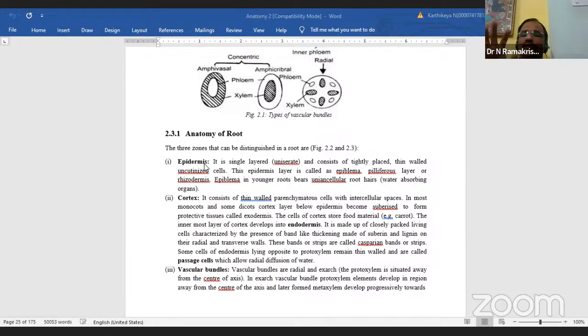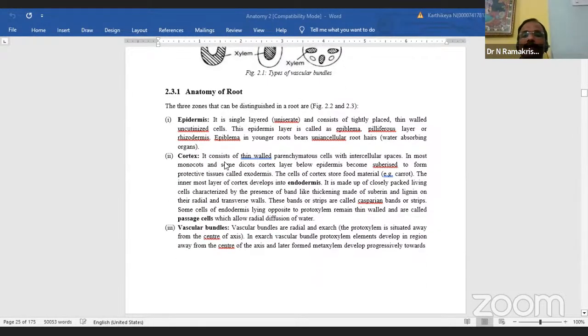It is also a water absorbing organ. In this epidermis, you know very well there are stomata and trichomes. What type of trichomes and what type of stomata, you know very well. So this is the epidermis. Is it clear now? Yeah. And the second one is the cortex.